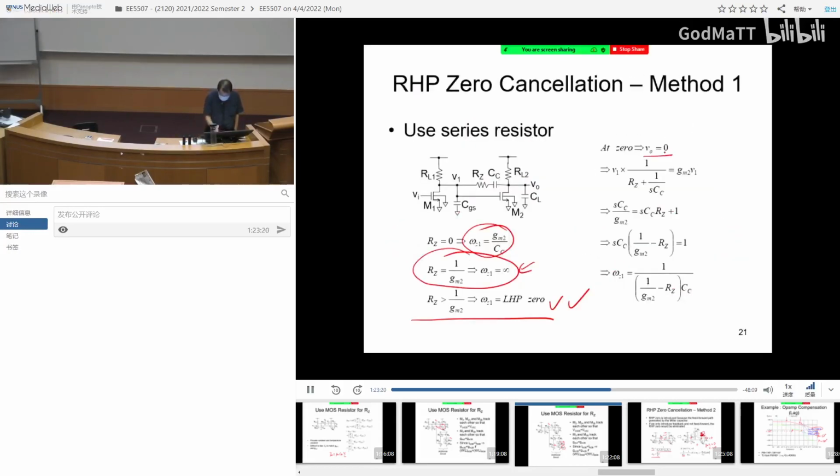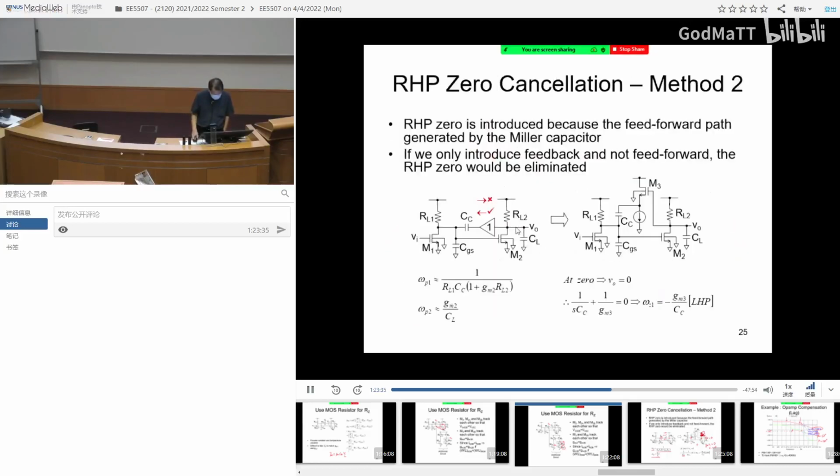The reason we derive zero is we make V0 equal to zero, and then we assume this current equals this current, the feed forward path. Now, if we don't allow this current to go in this direction, we don't have zero. So how can you do that? Have the feedback, but no feed forward. Introduce a buffer. By introducing a buffer, you take whatever the voltage, you feed back to this capacitor, so the Miller effect still exists. So you still have the dominant pole, you still have the non-dominant pole, okay?